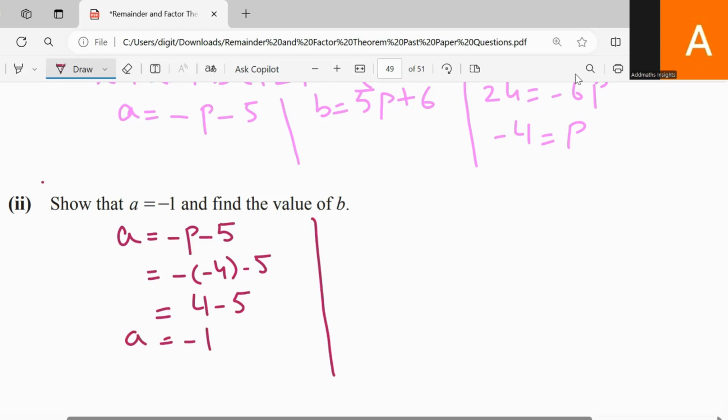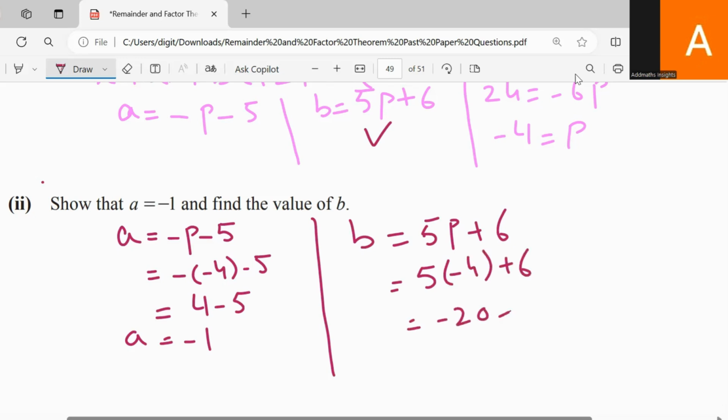Similarly, you can substitute this value of p, which is minus 4, in this above equation. b is equals to 5p plus 6. So it will be 5 times minus 4 plus 6. This is minus 20 plus 6. So it will be minus 14. So this is how you can find the values of a and b as well. Now we move to the next question.